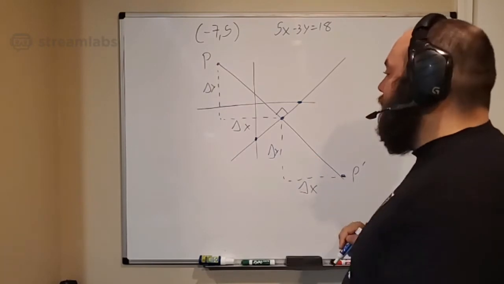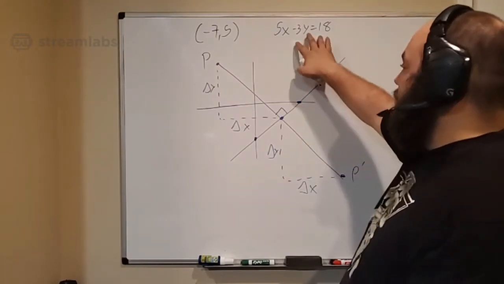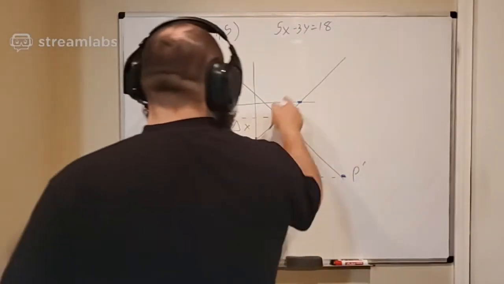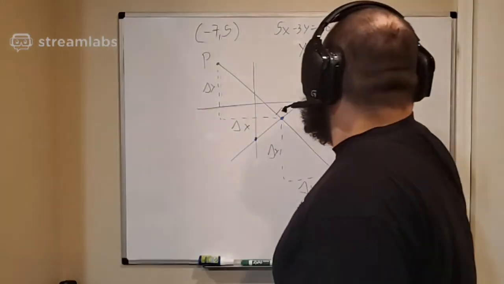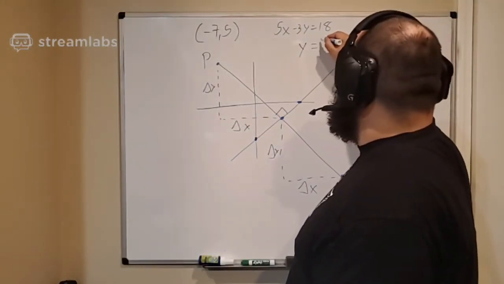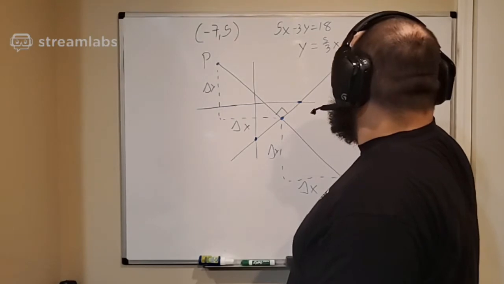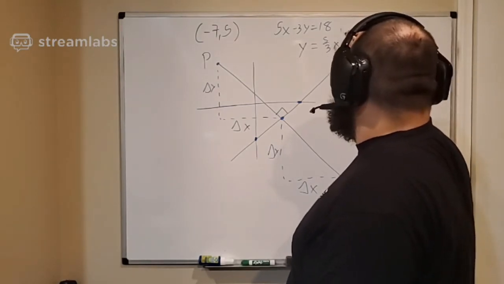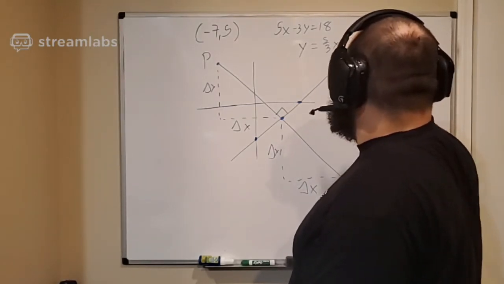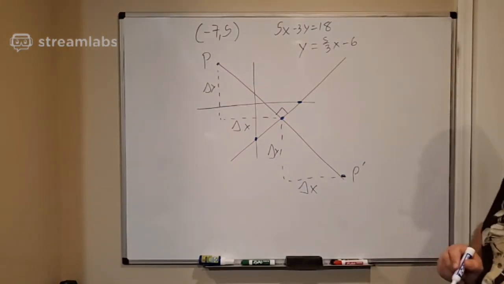So I have this equation, this one. If you solve this one for y, what is it? You get y is equal to 5/3 x minus 6. Is that right? Yeah. So that's this line right here.